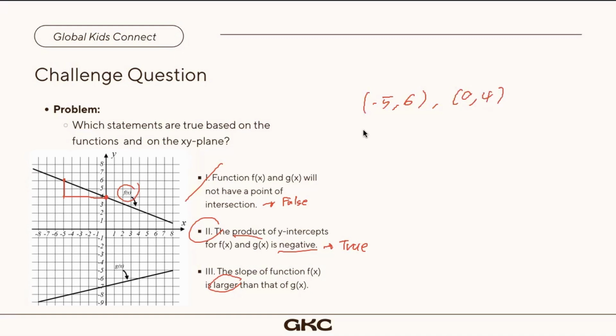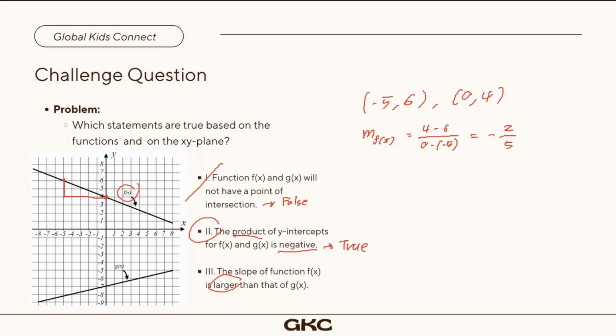And so m, the slope of the function f of x, we can write change in y, 6 minus 4. Actually, if it's change in y, it will be 4 minus 6 over 0 minus -5. You can do the other way around. You will still get the same answer. So this would equal -2 over 5. And so we see that the slope of f of x is -2 over 5.